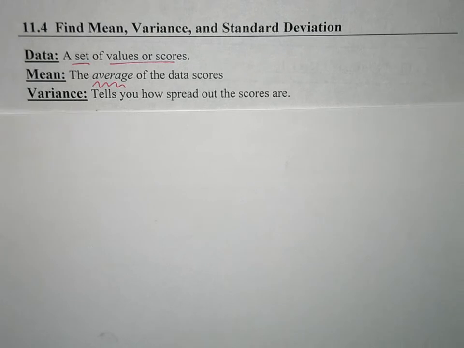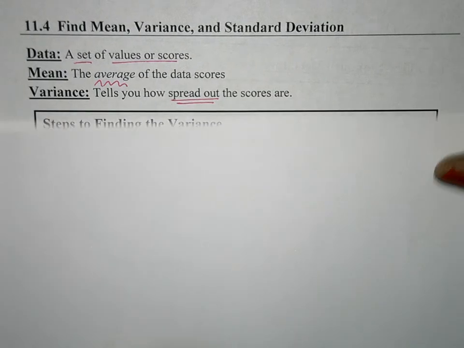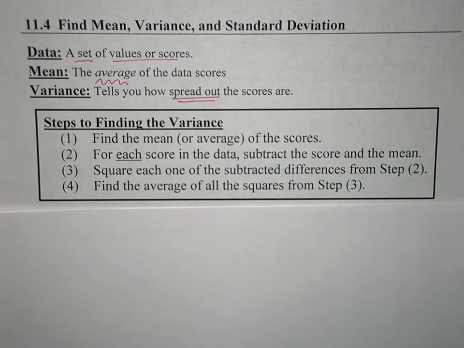Variance tells you how spread out the scores are. So are all of the scores clustered really close together so they're more consistent? Are all of the scores really, really spread out? And that variance number is going to tell you how spread out they are. So we want to find the variance.